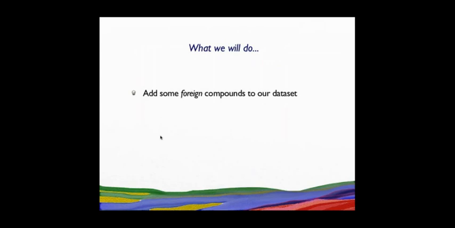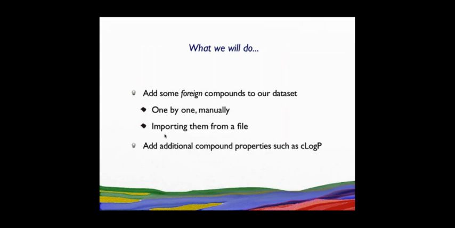And then we will also add some foreign compounds, so compounds from your dataset, for example. There are two methods for this. Either you add them manually, so one by one, by adding rows to the DataWarrior file, or you can also import them from an external file that you have prepared, so maybe your own results in a separate file, you can import them into this ChEMBL database file.